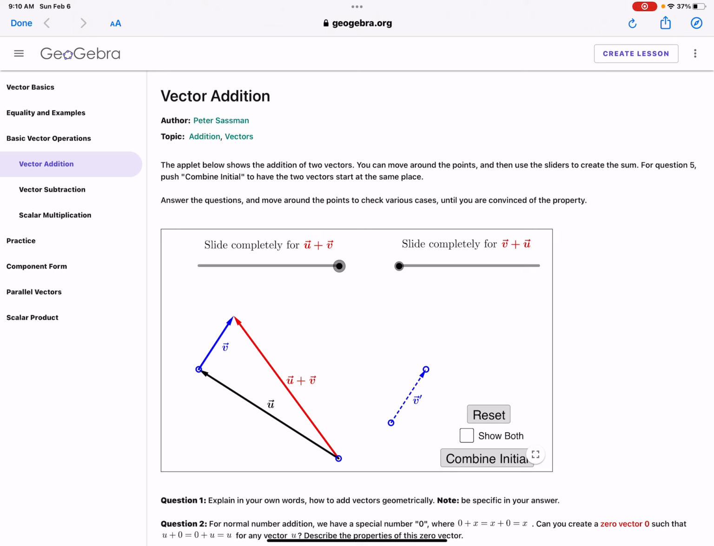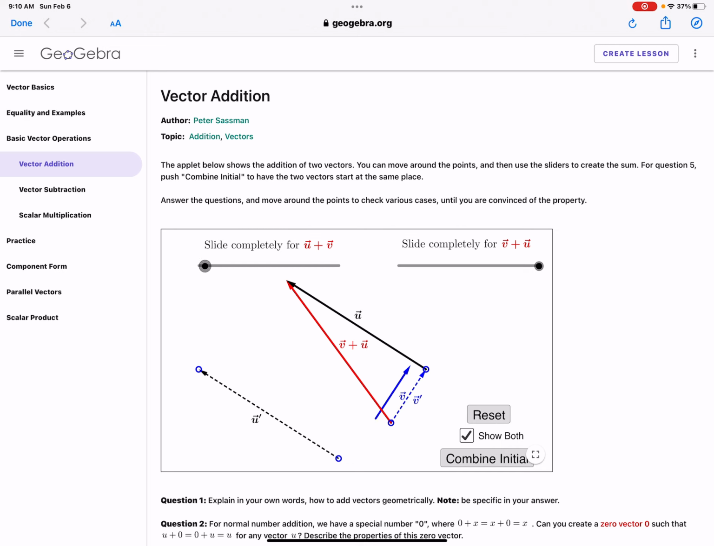Now, if we want to find the sum v plus u, we're adding u to v, which means we're placing the tail of u onto the head of v. So this is how you place them. And if you continue this, you can see the sum. And as you can see, I'm going to show both of them. v plus u and u plus v are exactly the same.